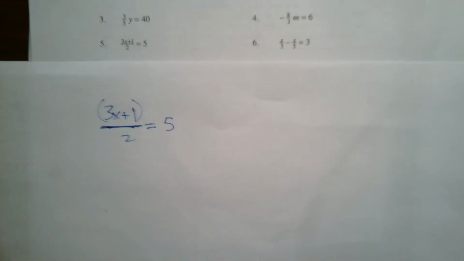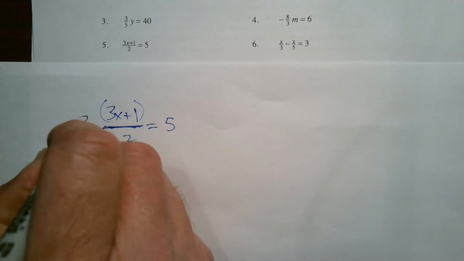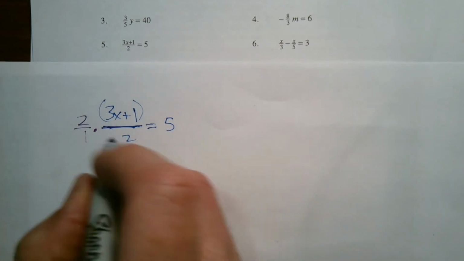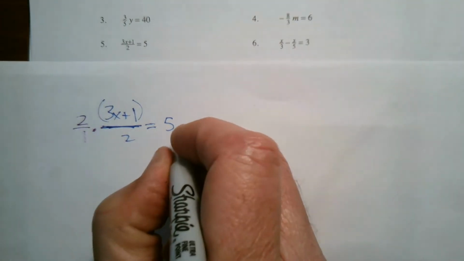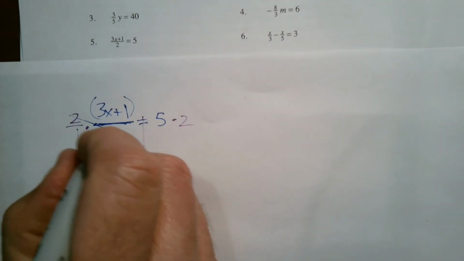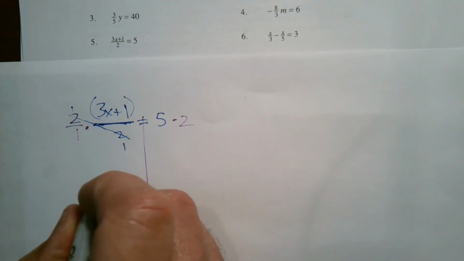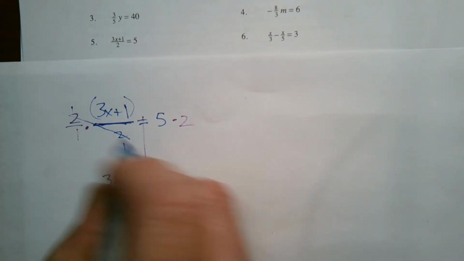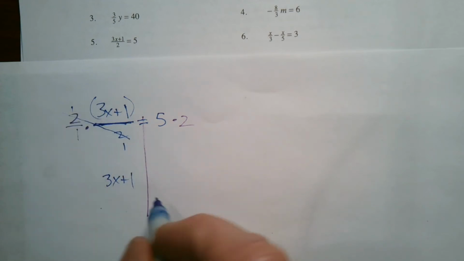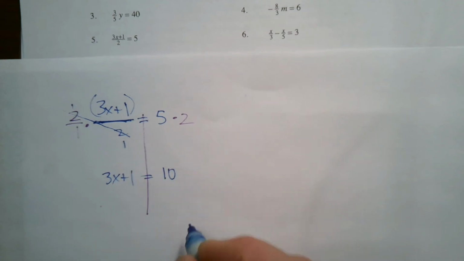So what is the denominator? The only denominator I have now is 2, so I'm going to multiply both sides by 2, or 2 over 1 in this case, because I'm multiplying by a fraction. When I do that, the 2s cancel. 2 over 2 is 1. And then what's left is just the numerator, 3x plus 1. And then equals, don't forget to multiply by 2 over here, you get 10.